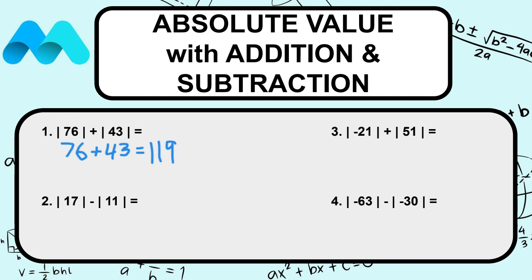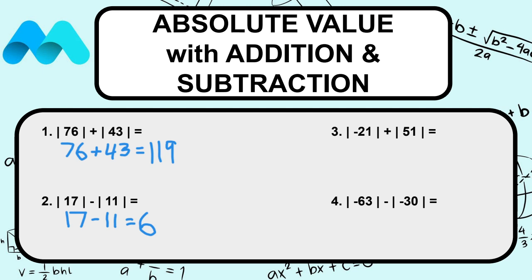In number two, it's the absolute value of 17 minus the absolute value of 11. Again, working left to right, the absolute value of 17 is 17. We're going to bring down our subtraction sign, and the absolute value of 11 is 11. All right, so we have 17 minus 11 equals, can't forget about that equal sign, 6. So your answer there is 6.